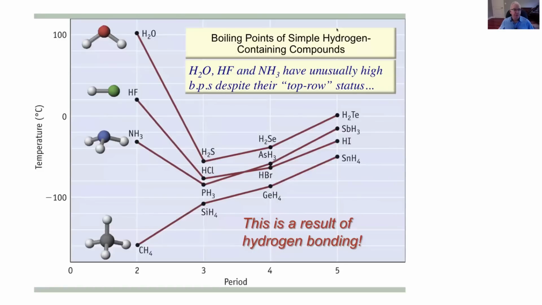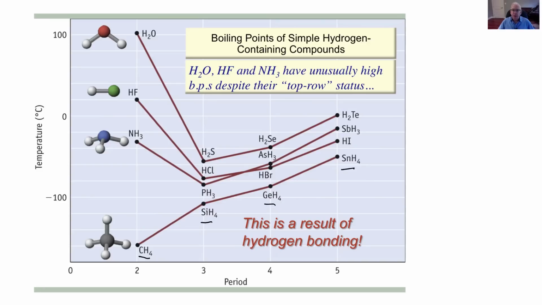This graph has boiling point temperatures on the y-axis, and the x-axis is divided up so that each line in the graph is going down a column in the periodic table. What do I mean by that? On the bottom here is CH4, SiH4, germanium GeH4, tin SnH4. Those four elements bound to hydrogen are in a column in the periodic table: carbon on top, then silicon, then germanium, then tin.